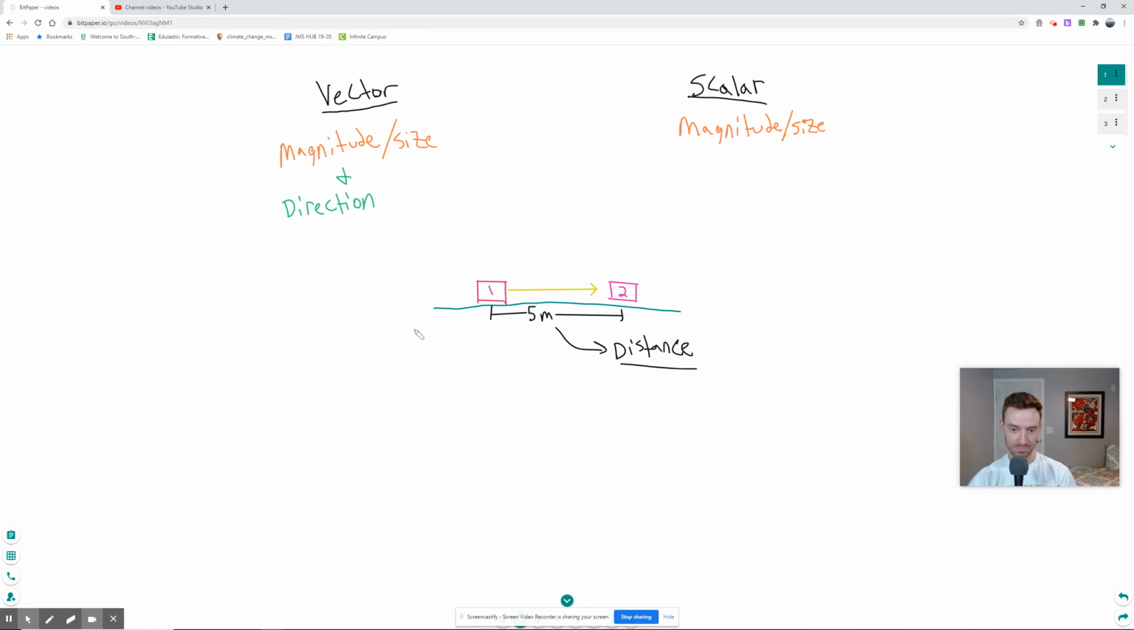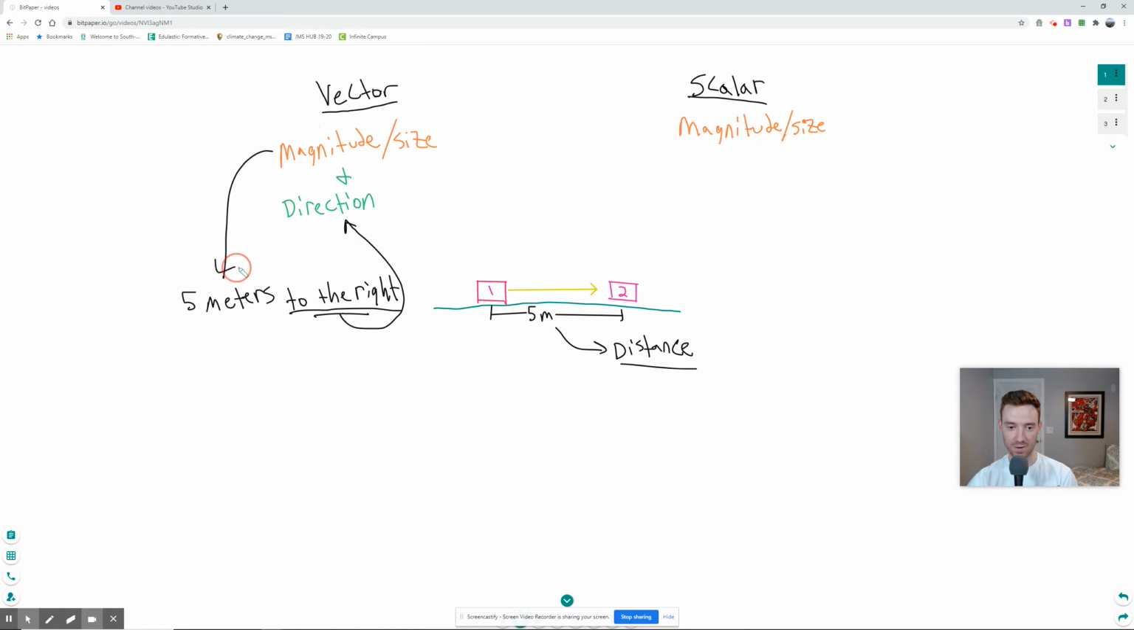Now, let's say that instead of just saying 5 meters, you then wrote 5 meters, which is the distance that something goes. That's the magnitude, the size of the distance. The size of the movement is 5 meters to the right. As soon as you add to the right, you've added a direction.